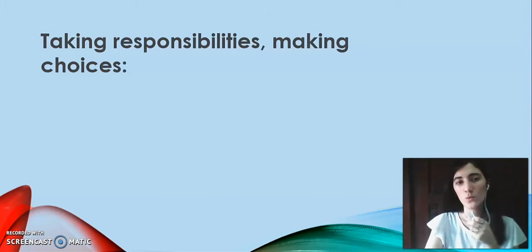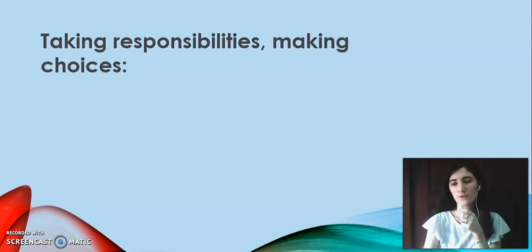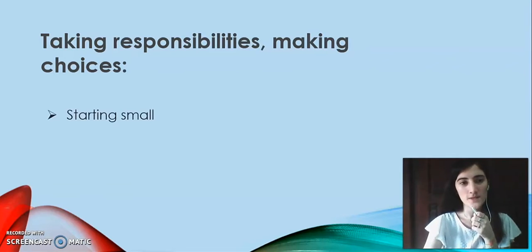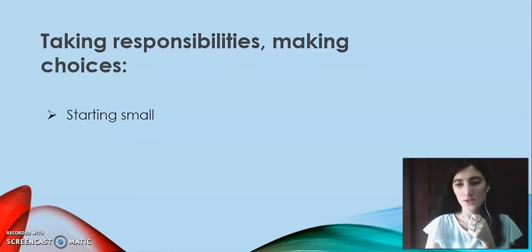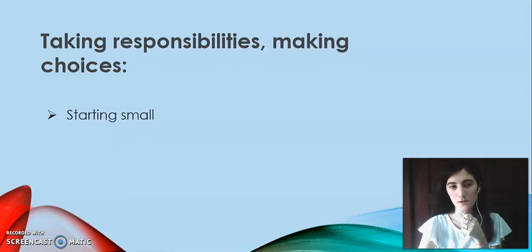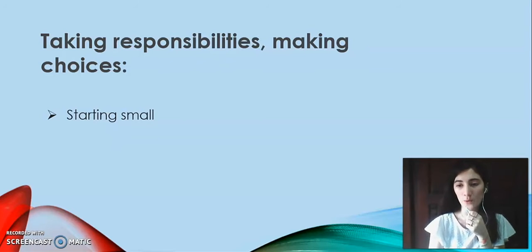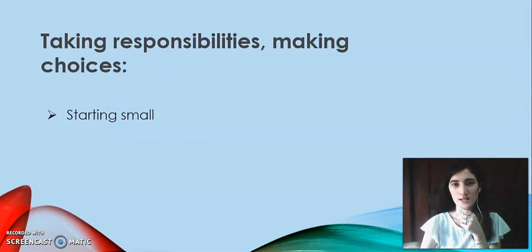And lastly, we have taking responsibilities, making choices. And here is a list of things that we should bear in mind as teachers in the future. The first idea says starting small. Little changes can make big differences in the future. If we use the foreign language in the classroom every day, little by little, by the end of the year, for example, students will be able to understand 19% of the things we said.